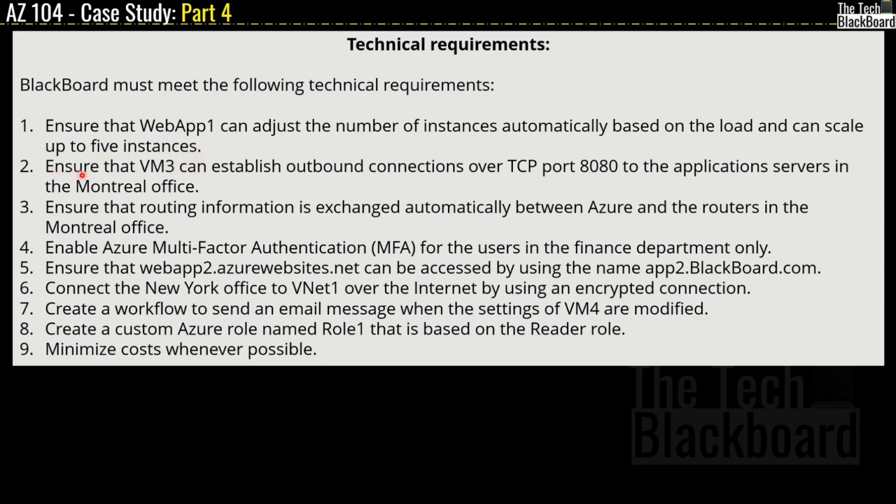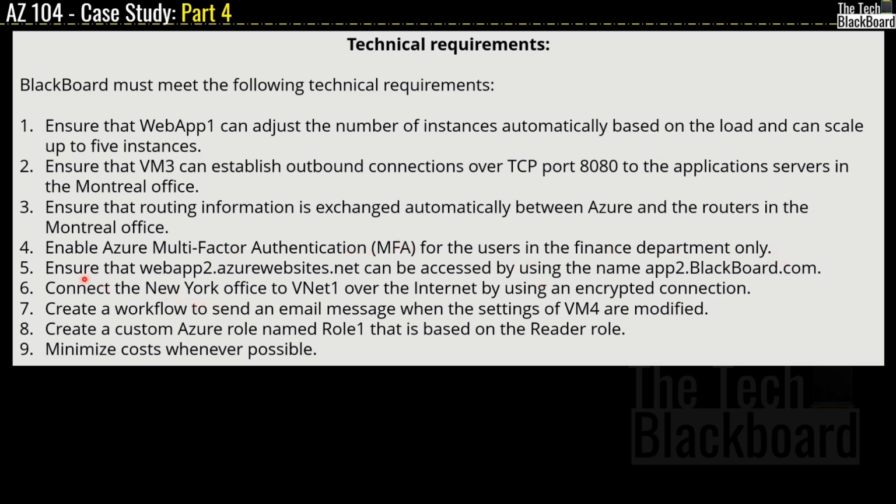Second one says ensure that the virtual machine 3 or VM3 can establish outbound connections over TCP port 8080 to application servers in Montreal office. Then we have as third one, ensure that routing information is exchanged automatically between Azure and the routers in the Montreal office. Fourth one says enable Azure multi-factor authentication MFA for the users in the finance department only.